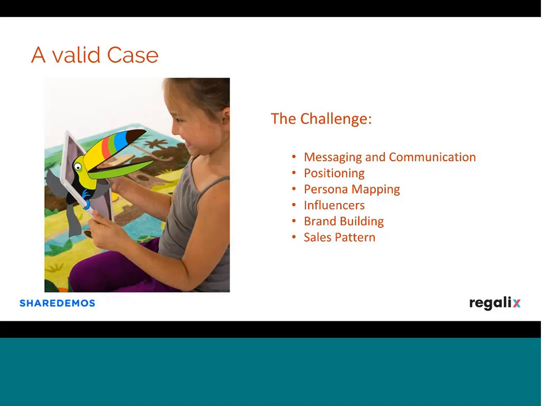How do you position a product which is very complex? Obviously, there are a lot of challenges. One of them is messaging and communication, because you want to know how exactly you want to position this product. Do I want to call it toys? Do I want to call it storytelling?